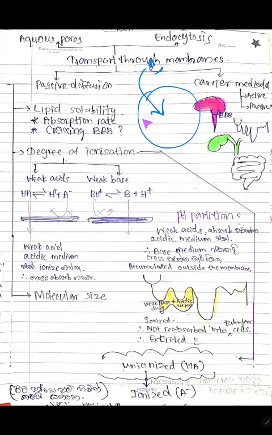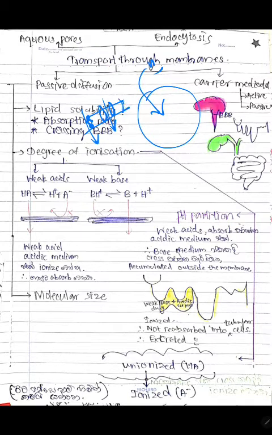When entering this cell, the main obstacle the drug has to pass is the cellular membrane. We know the cellular membrane has a lipid bilayer and proteins embedded in it. The first pathway we are talking about is passive diffusion through the lipid bilayer. And then we are going to focus on carrier mediated transport, which occurs through protein carriers.